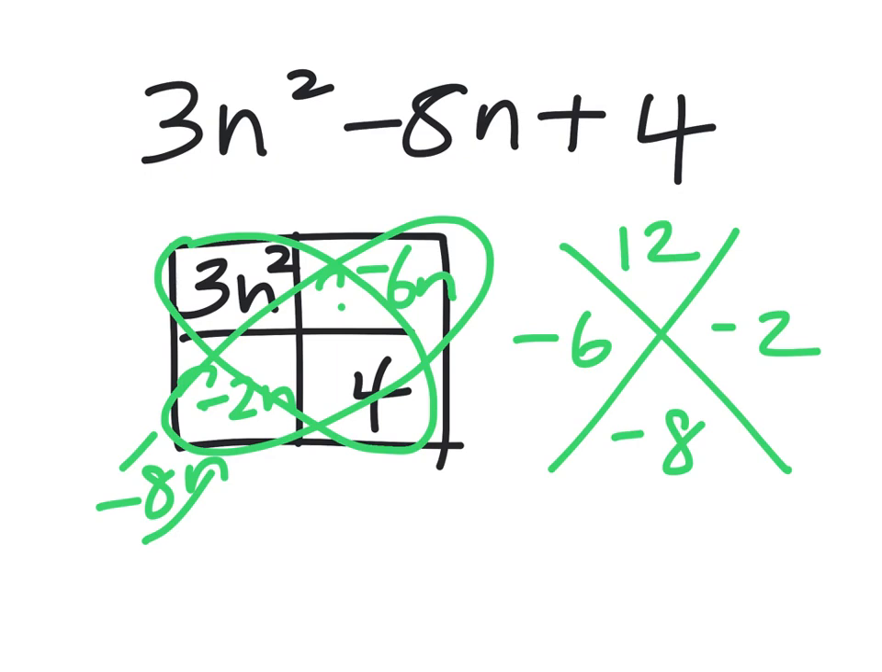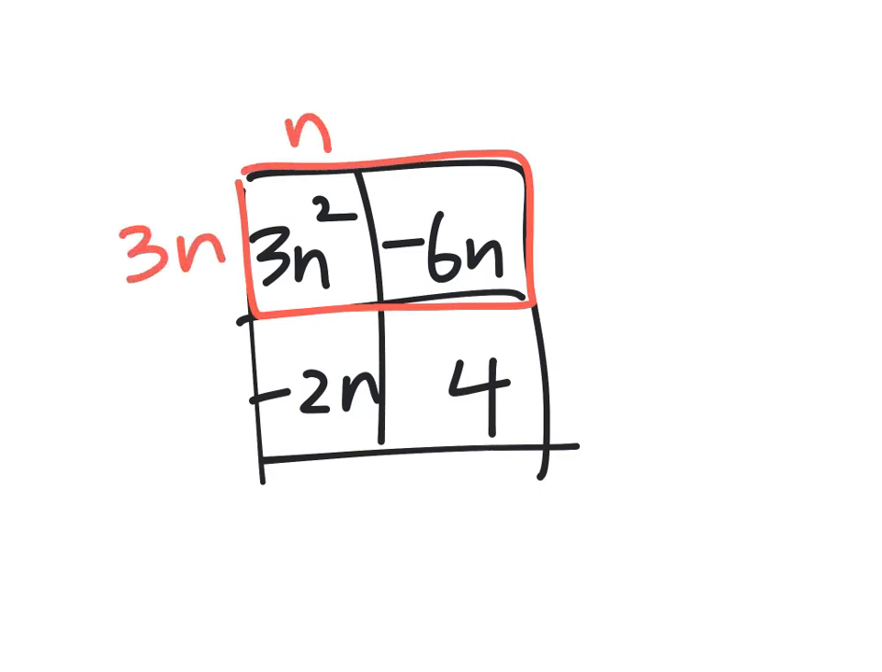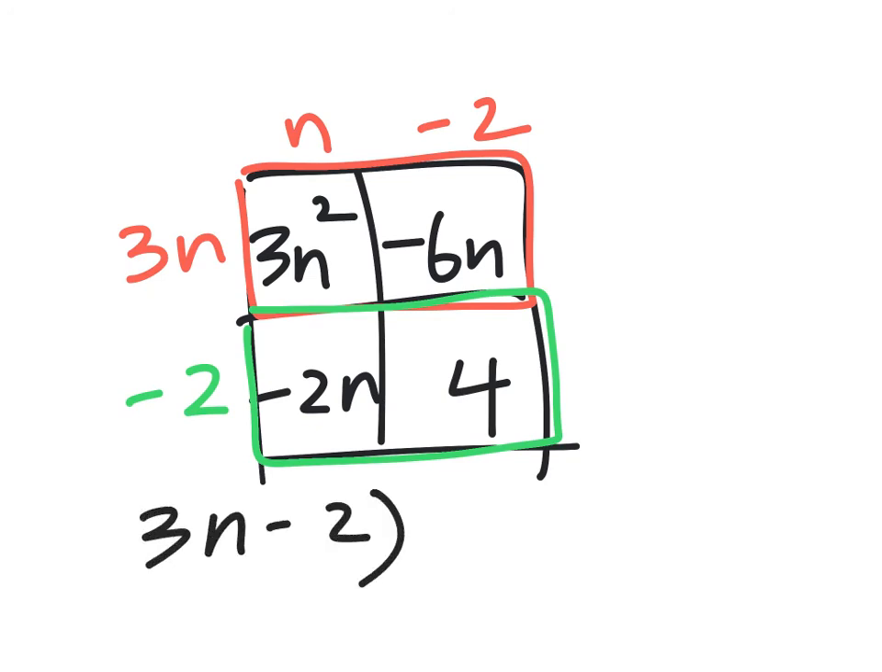So then again, you're going to think about the top row and the bottom row separately. Having 3n squared, -6n, -2n, and +4. Top row will have 3n in common, leaving n and negative 2. Bottom row is going to have negative 2 in common. And so my factoring turns out to be 3n minus 2 and n minus 2.